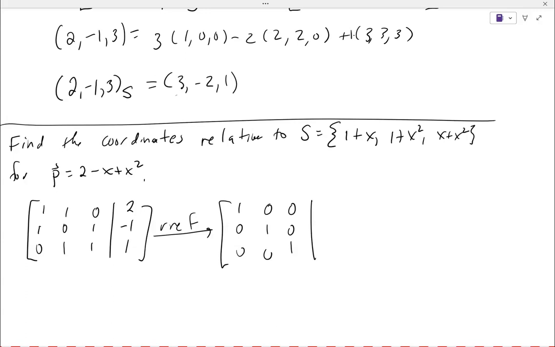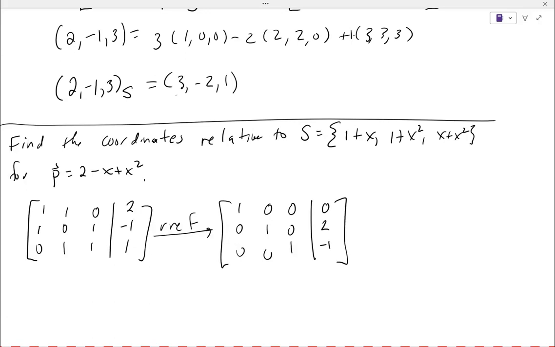Let's see Ian type it up, so I'll wait for him to tell us what the answer is. What was the last? Just tell me the last column. I got it. Yeah, so that's 0, 2, negative 1.